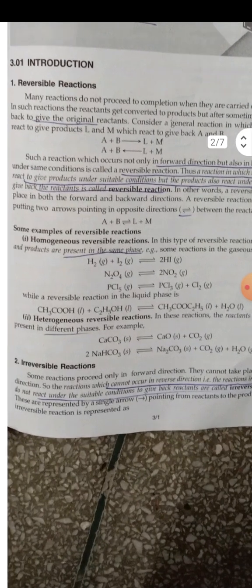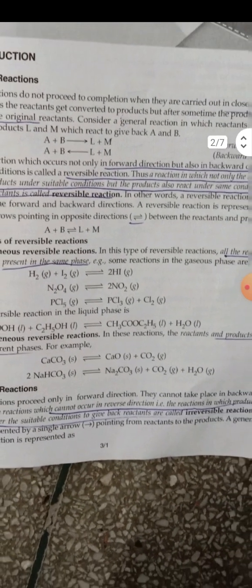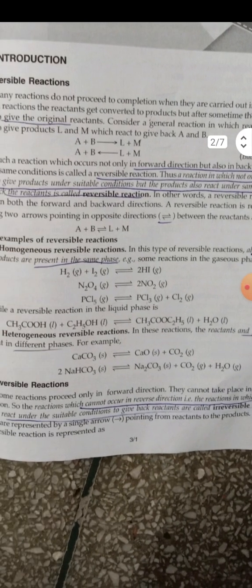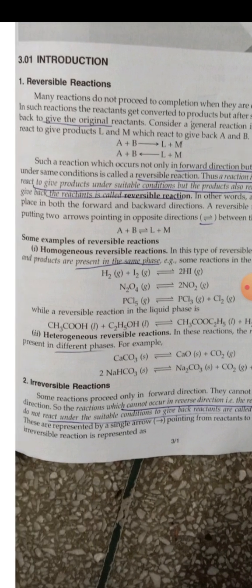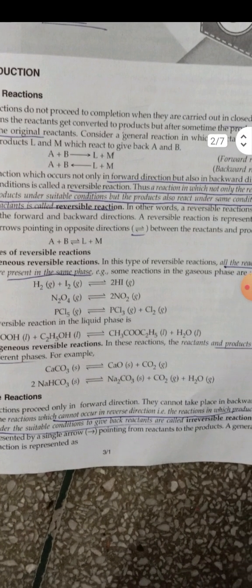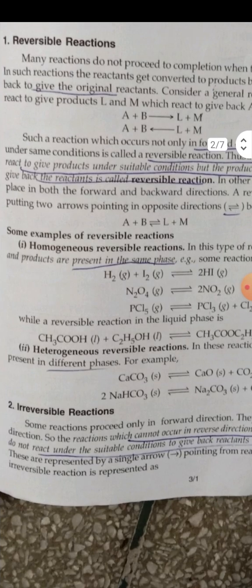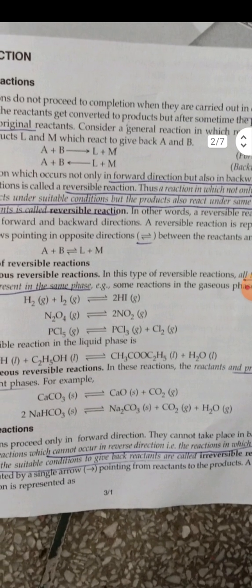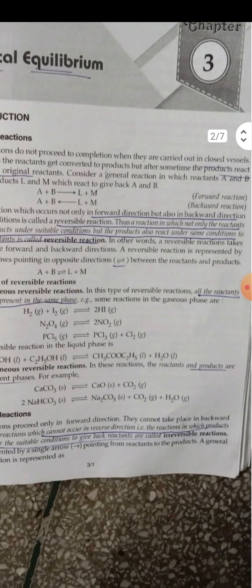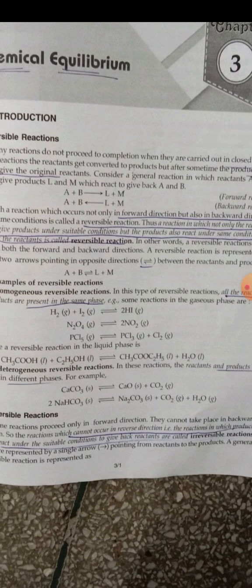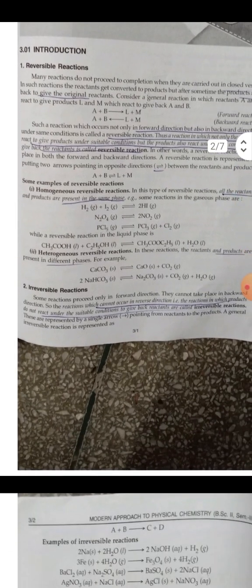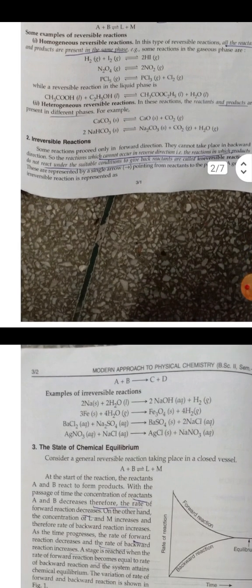After discussing reversible reactions that occur in both directions, we will discuss irreversible reactions. Some reactions proceed only in the forward direction. They can't take place in the backward direction. So the reaction which can't occur in the reverse direction, that is, the reaction in which products do not react under suitable condition to give back reactants, is called an irreversible reaction. These are represented only by a single arrow pointing forward: reactants react to give product but product can't react to give back the reactants.